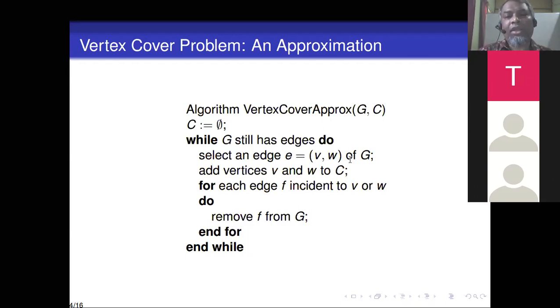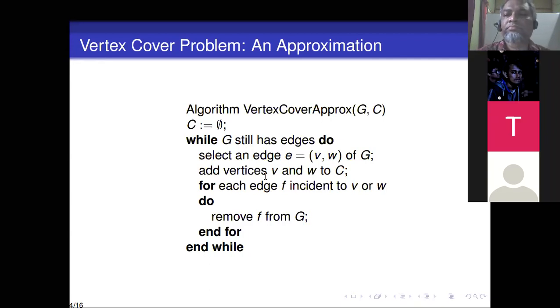Now, in our algorithm course we have studied this algorithm. Can anybody say what is the approximation ratio of this algorithm? 2. The approximation ratio is 2. So we return C, this is our algorithm.